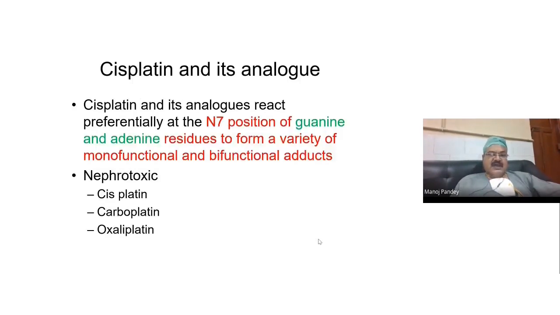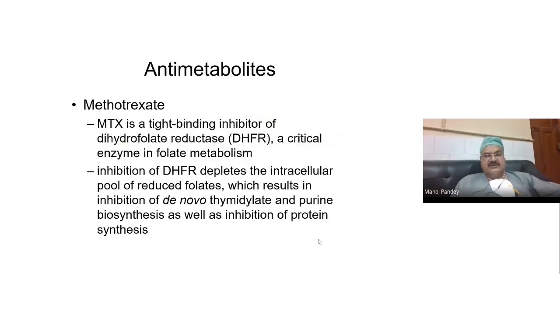This basically acts at the N7 position of guanine and adenine residues to form a variety of monofunctional and bifunctional adducts. Drugs are cisplatin, carboplatin, and oxaliplatin. Cisplatin is highly nephrotoxic and hyperemetic, while carboplatin and oxaliplatin are less nephrotoxic and less emetic.